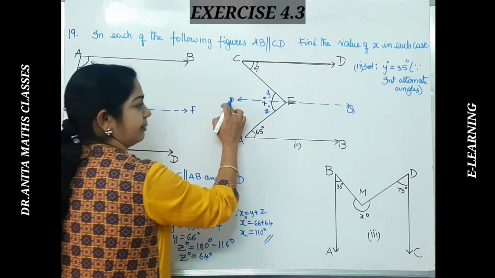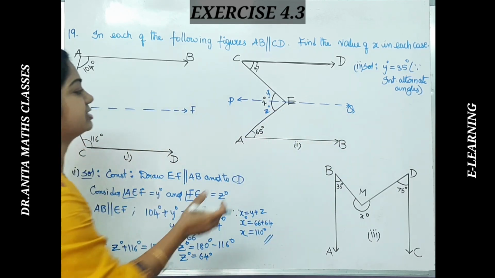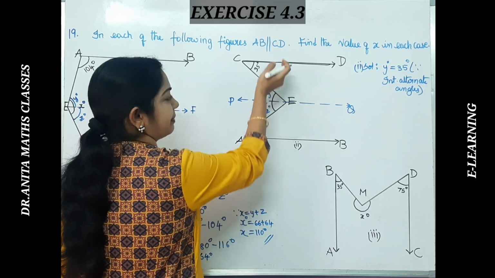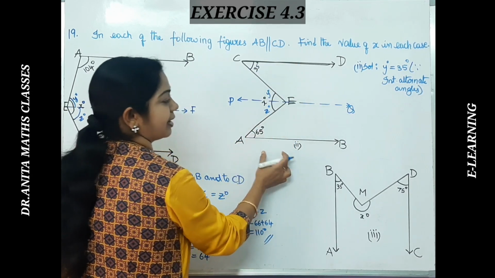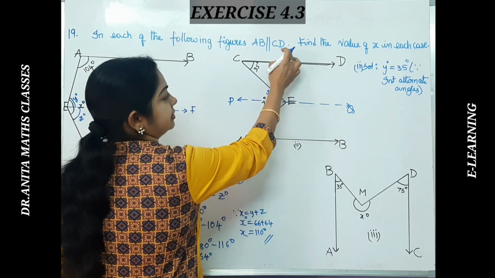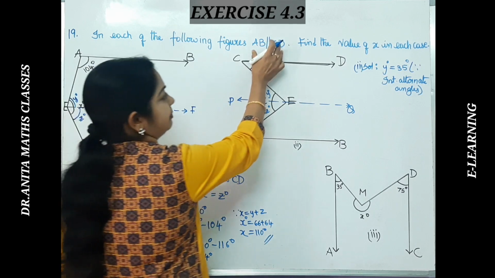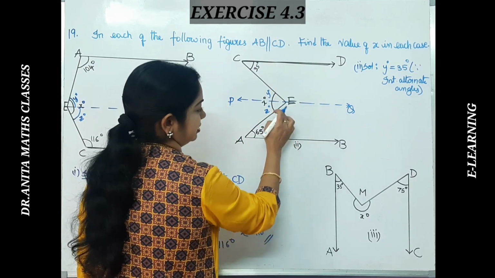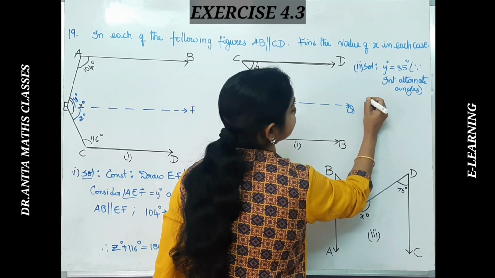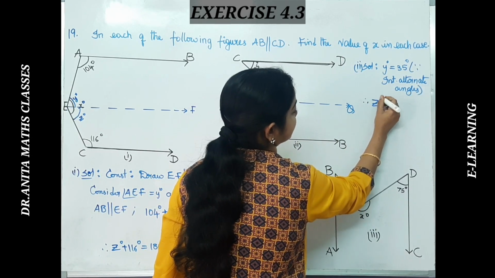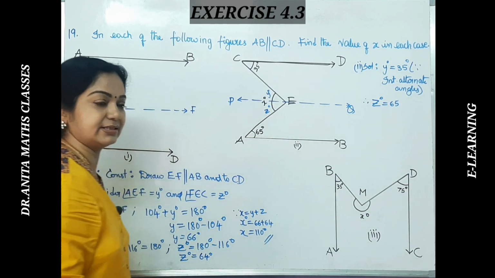Again, see, consider PQ is parallel to AB. I made a construction PQ such that it is parallel to this AB line and parallel to the CD line. We also have the axiom that when two lines are parallel to the same line, they are parallel to each other. Also given that AB is parallel to CD here. Now here Z is equal to 65 degrees. Therefore, Z equals 65 degrees. The same thing, interior alternate angles are equal.